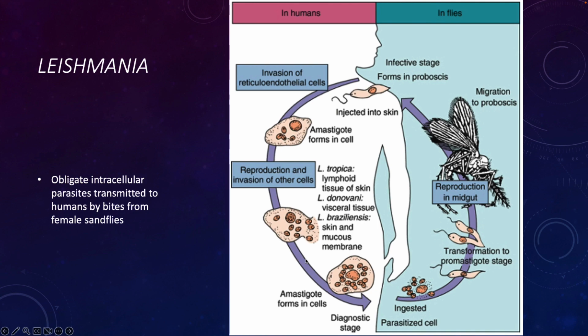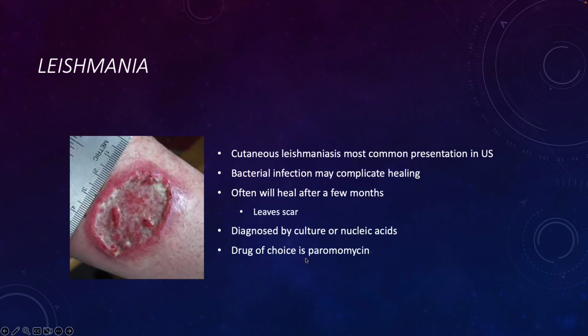In the United States, the most common presentation of leishmaniasis is cutaneous. This is what the wound can look like. In some of our patients, it's a giant open wound. So if they get another, like a bacterial infection on top of that, that can complicate healing. It will often heal after a few months. As you might imagine, it can leave a relatively large scar.